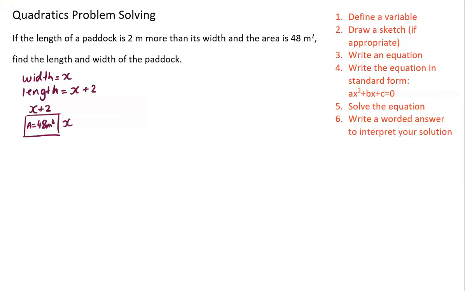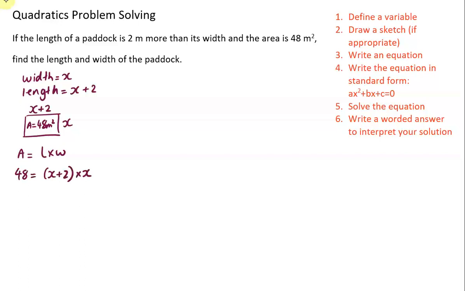So now it's time to write our equation. We know the area of a rectangle is the length times the width. So our length times width, the length is x plus 2 and the width is x. We know we can multiply in any order, so we can write that as x bracket x plus 2 or x plus 2 times x. We'll follow the formula for our first example. So area is 48 equals length is x plus 2 times width is x.